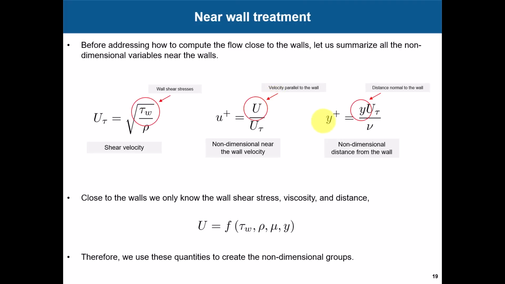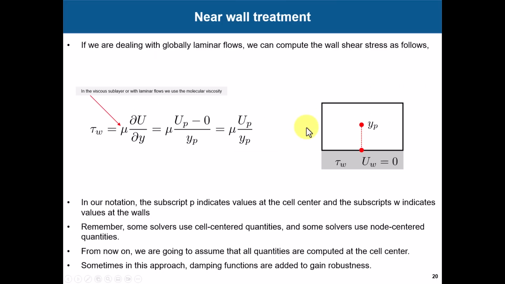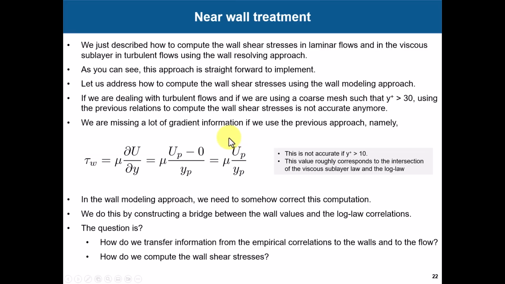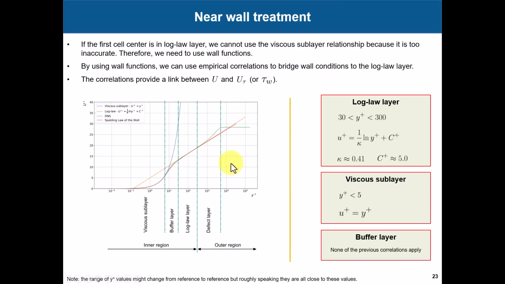There is another approach, the one called the Y star. A little bit on how things are computed. If your flow is laminar, you can compute it like this. If your flow is turbulent and you want to integrate down to the viscous layer, you compute it simply like this, quite easy. But if you use the same relation with wall functions, you are missing a lot of gradient information, so this is not correct.